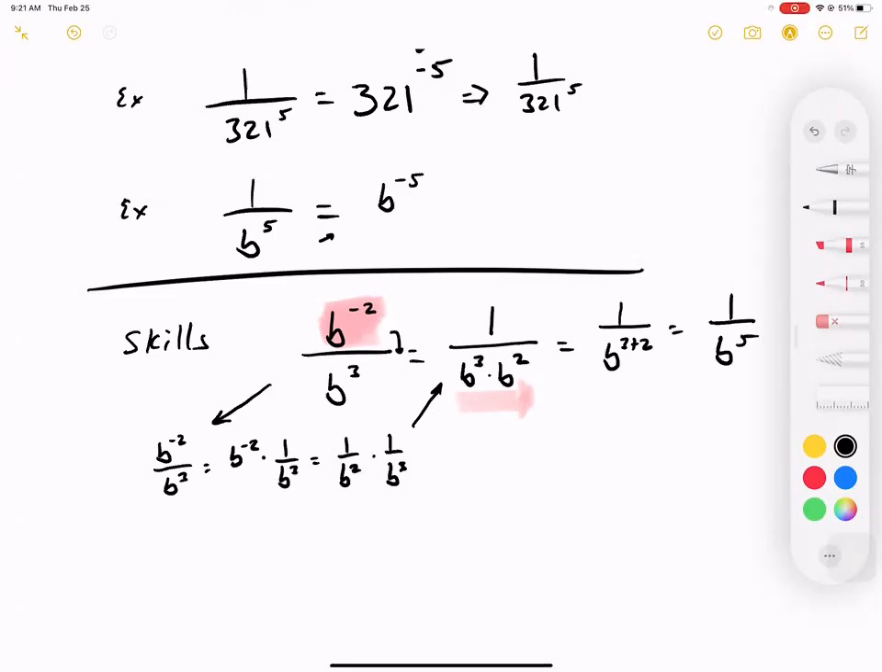Now, I'm showing a lot of work here, but in actuality, you can just jump from here to here, and that's perfectly fine. I would always show this as work, and then you can jump from b cubed times b squared to b to the 5th.